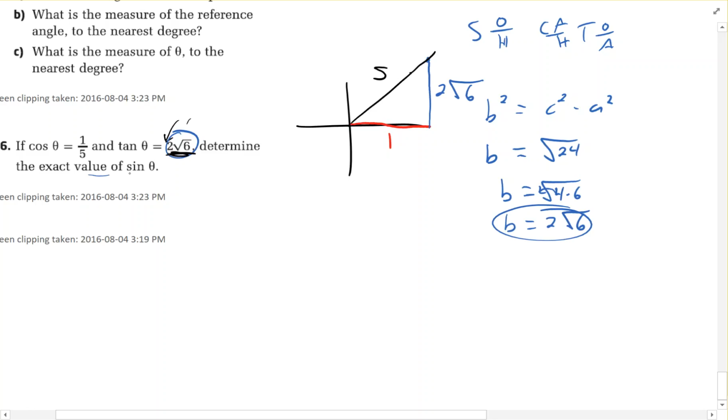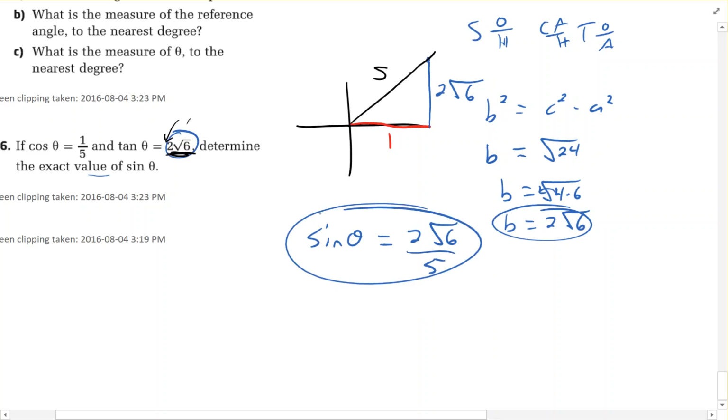And then finally, it says write the exact value of sine theta. Sine theta is going to be equal to opposite over hypotenuse. So opposite is 2 square root 6 over 5.